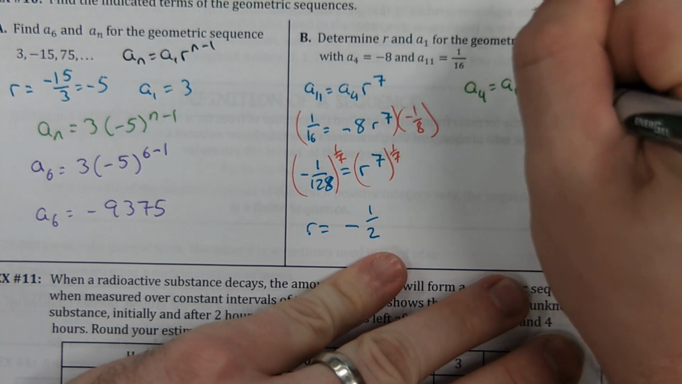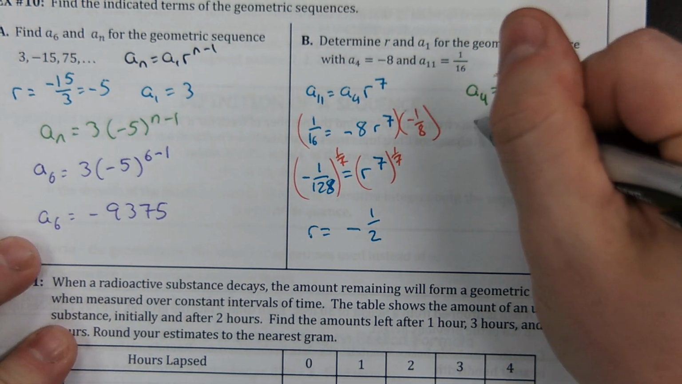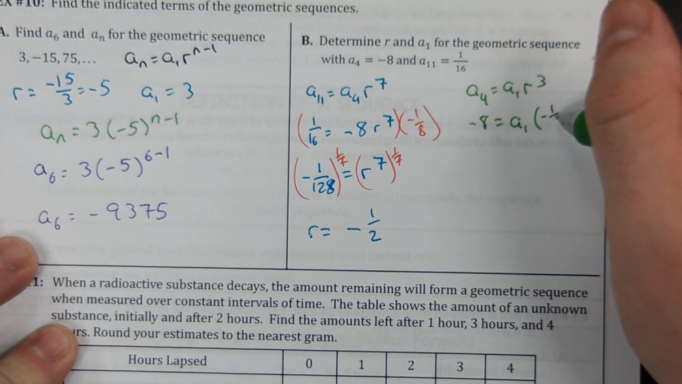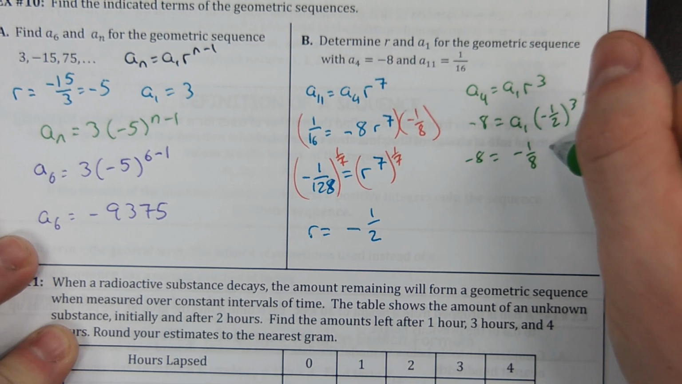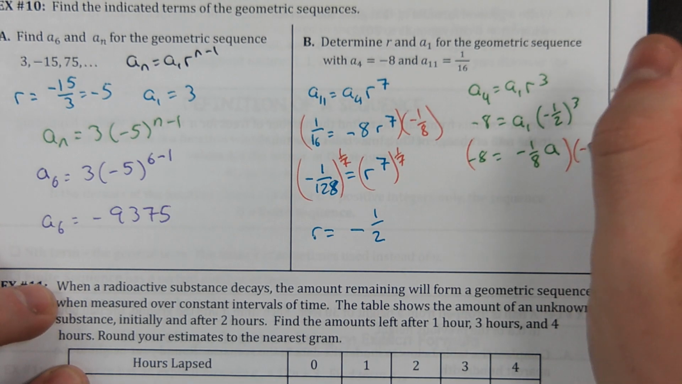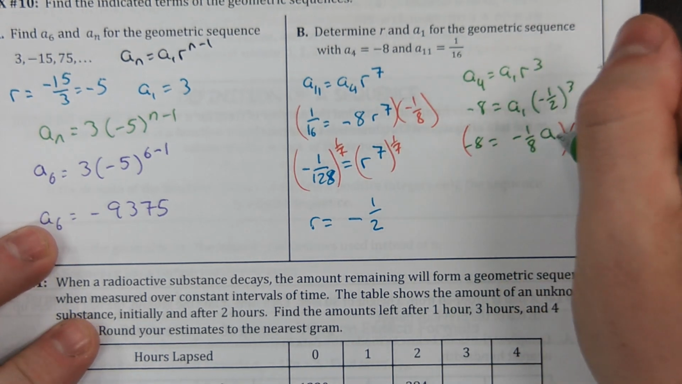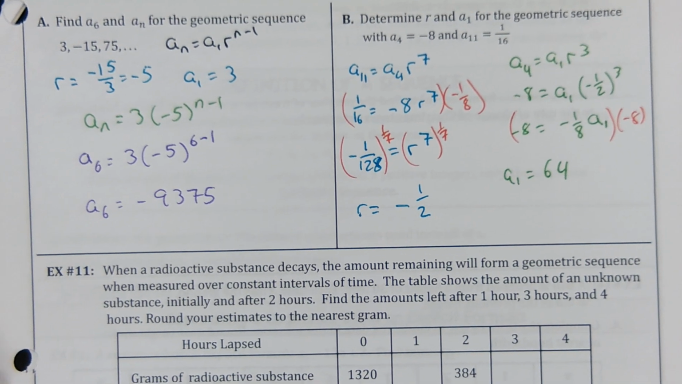a4 is a1 r cubed. We know a4 is negative 8. We don't know a1. We're working on it. But we do know that we have negative 1/2 to the 3rd. That's negative 1/8, because negative 1 cubed is negative 1 and 2 cubed is 8. So simply multiply both sides by negative 8 and you will have a1 alone. Please use parentheses if you're going to write it over there. You get a sub 1 equals positive 64. Ta-da!